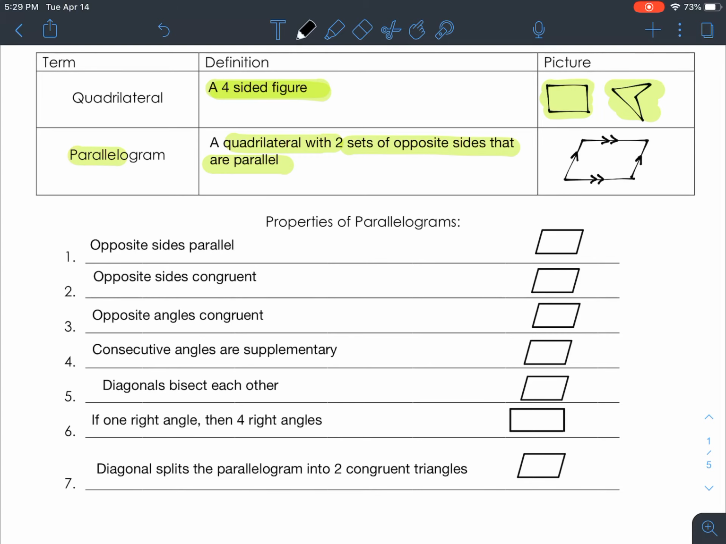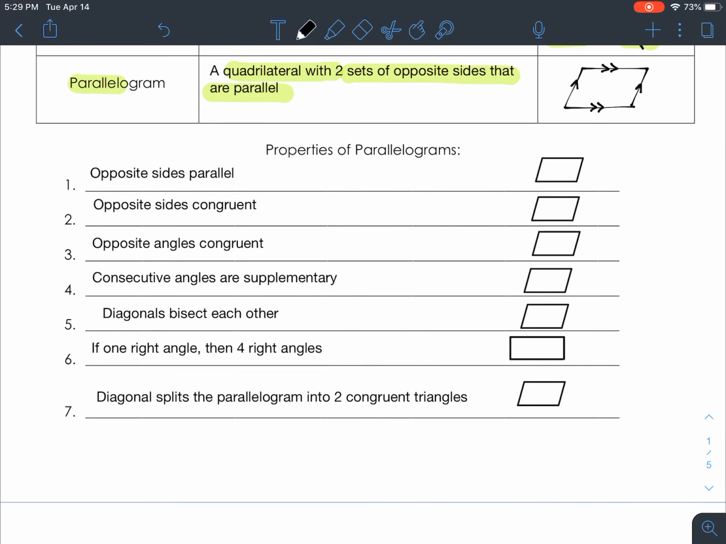Now, the basic definition is telling us one property of parallelograms, which is that you have two sets of opposite sides that are parallel, but we actually have 6 more properties about parallelograms. This is something that you just have to memorize. Over on the right-hand side of these properties, I've drawn out a parallelogram and copied and pasted it for all except number 6. That's just going to be a time saver.